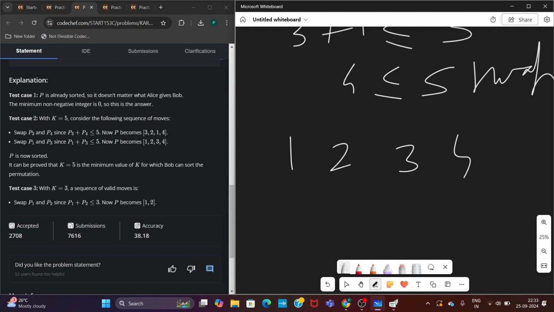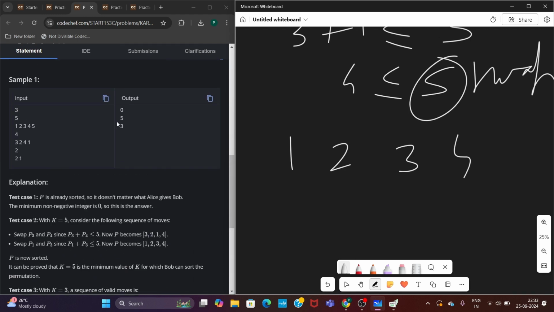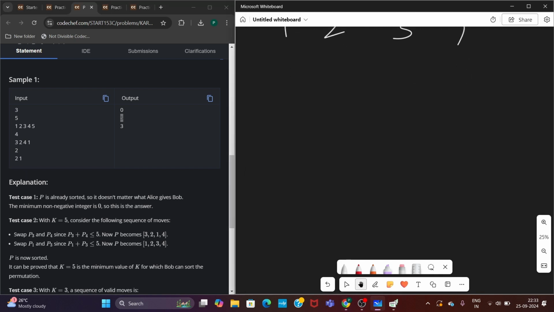As we can see, our array is now sorted. And the number we have chosen for k is 5. So our output over here is 5 in this case.